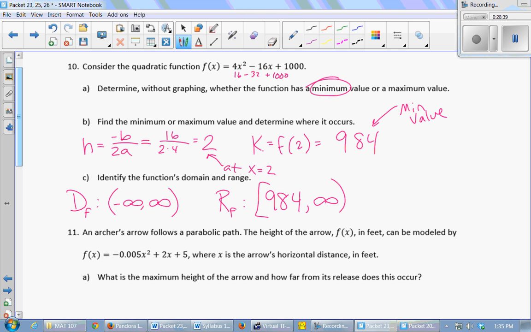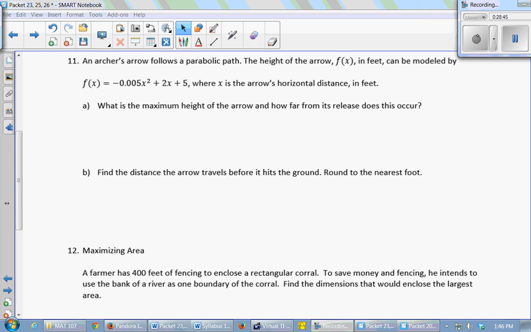All right, I think I've been talking too much. Maybe you should try one. Okay, so an archer's arrow follows a parabolic path. Parabolic is the word for the shape of a parabola. And the height of the arrow is modeled by this function, and x represents the horizontal distance. So if you know how far horizontally it's traveled, you can figure out its height above the ground.